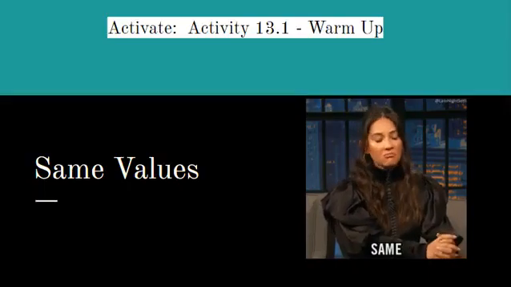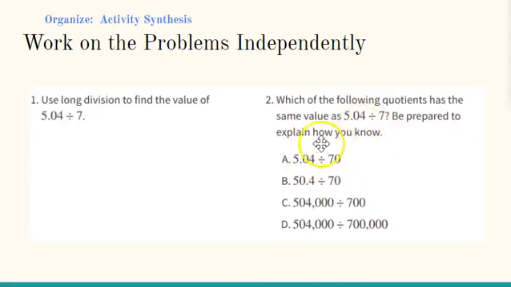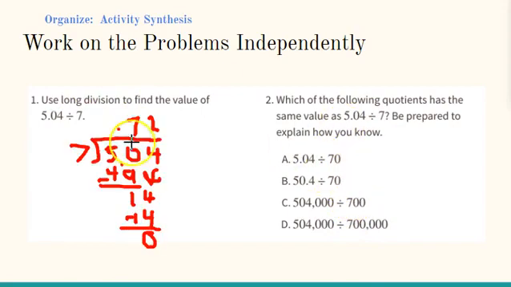All right, let's do a quick warm up here. Would the quotient for this be more than one or less than one? It's going to be less than one, right? Because you have a number, the dividend, getting divided by a divisor that's larger. So you're going to make something that is less than one whole. And if we think about what that would actually be, we could find out and think about if any of these would be the same. Poof, it's done. It makes 72 hundredths.